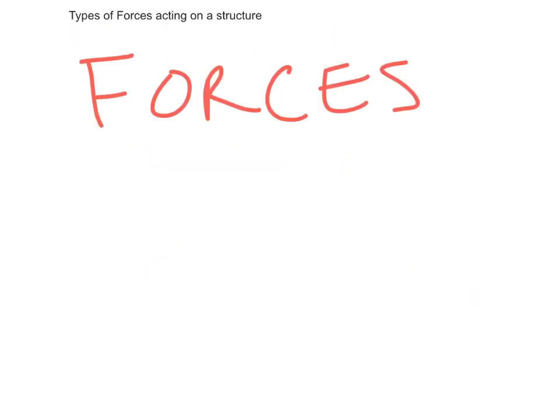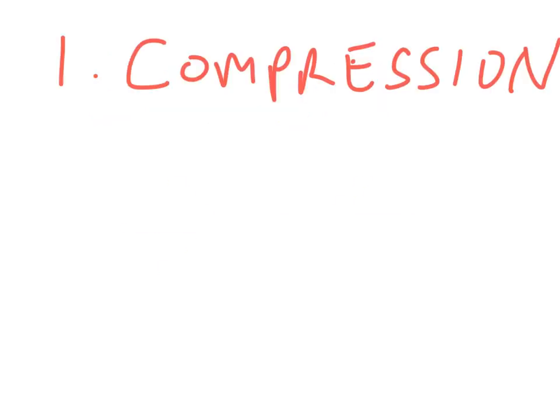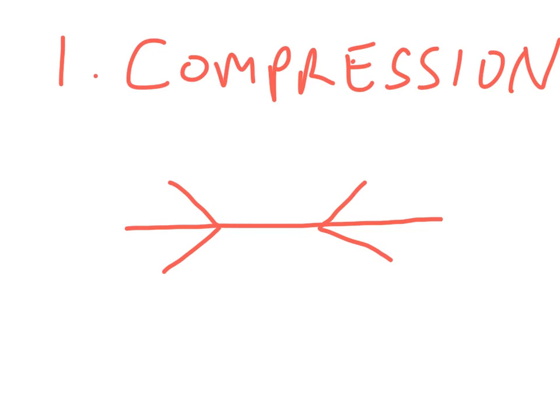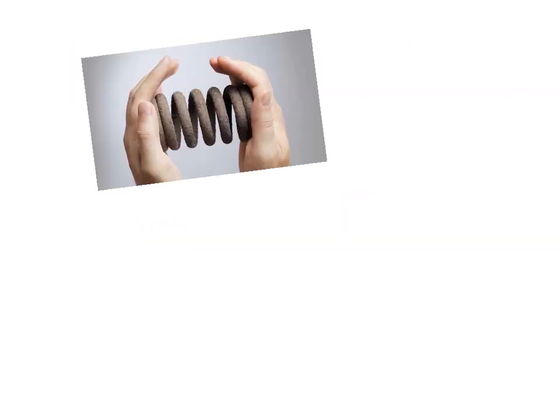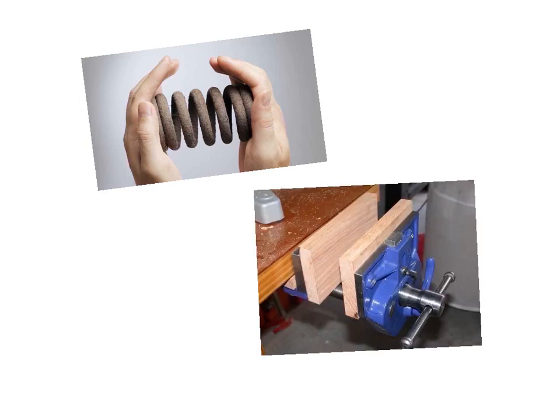So what types of forces have we got? Number 1. Compression can be shown by drawing this symbol. One example is a spring which absorbs load when it comes under compression, which is squeezed. And one example from the woodwork room is when we hold things in the vise, it's held under a compressive force.